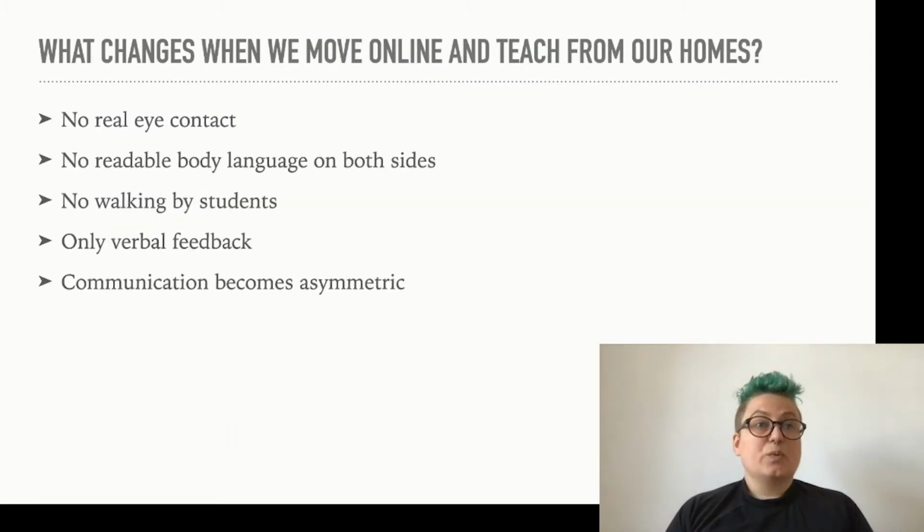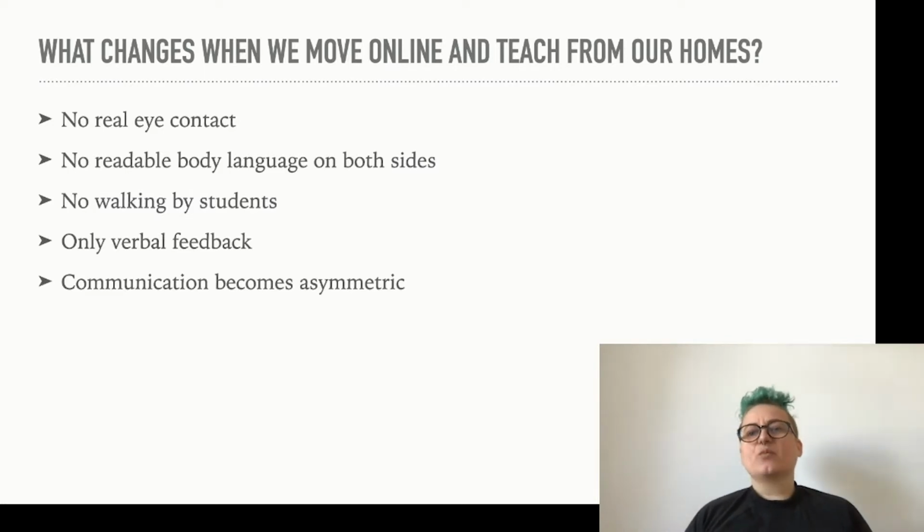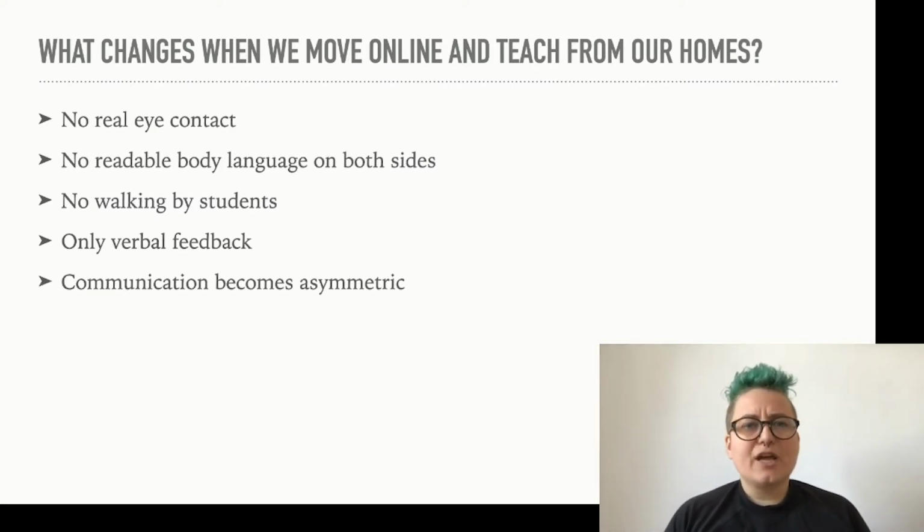What changes when we move online and teach from our homes? There's no eye contact. Everyone looks into a camera or at eyes on the screen. Teachers can see students' faces at best, often not even that. Teachers can't see if someone has trouble if they don't ask for help. Teachers can't walk by the students to check on their status. They need students' active verbal feedback all the time. Also, teachers need to focus even more on verbalizing their status.